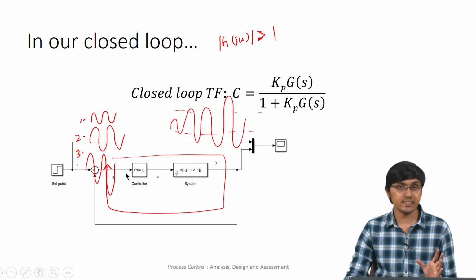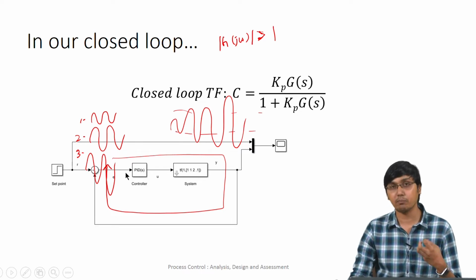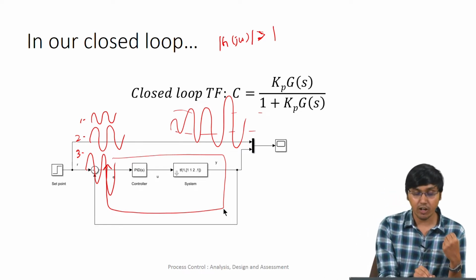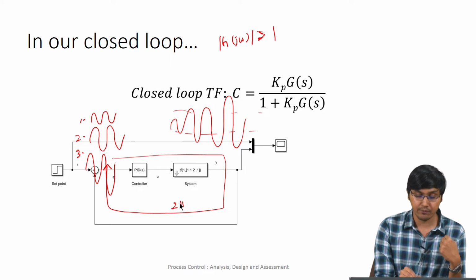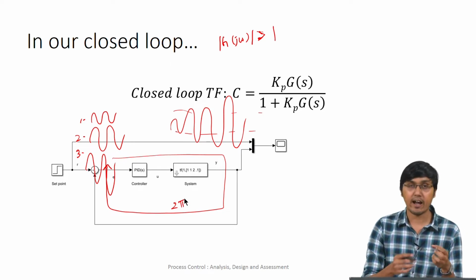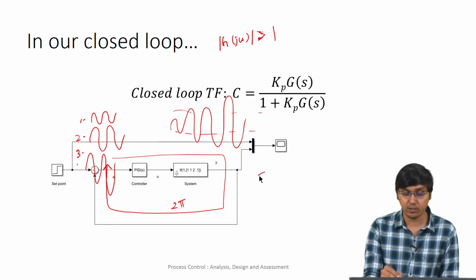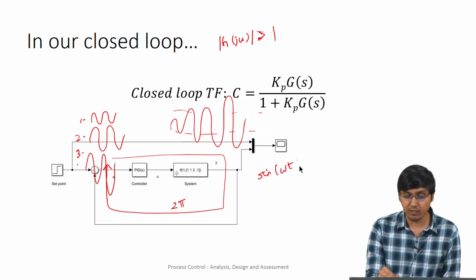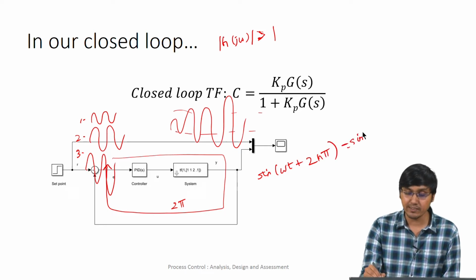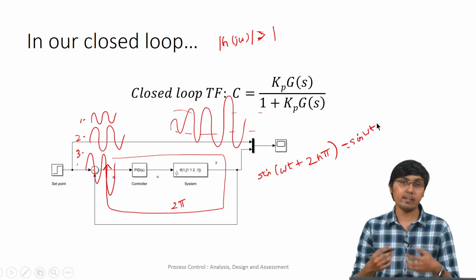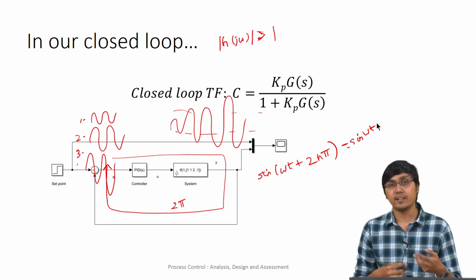Barkhausen says that the phase shift caused by this loop must be a multiple of 2π, which is in phase. After every 2π interval the sine wave is going to be in phase again. So what does that mean? sin(ωt) plus some multiple of 2π is again sin(ωt). Any multiple of 2π is going to give the same wave again and again.